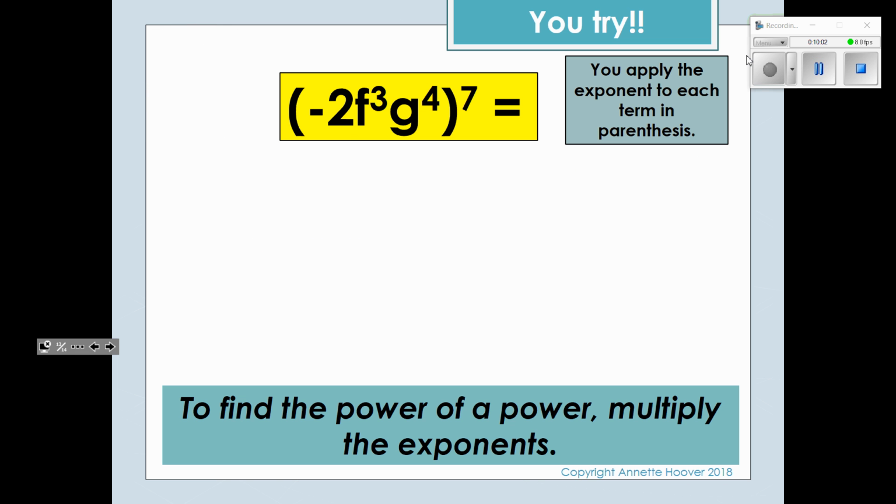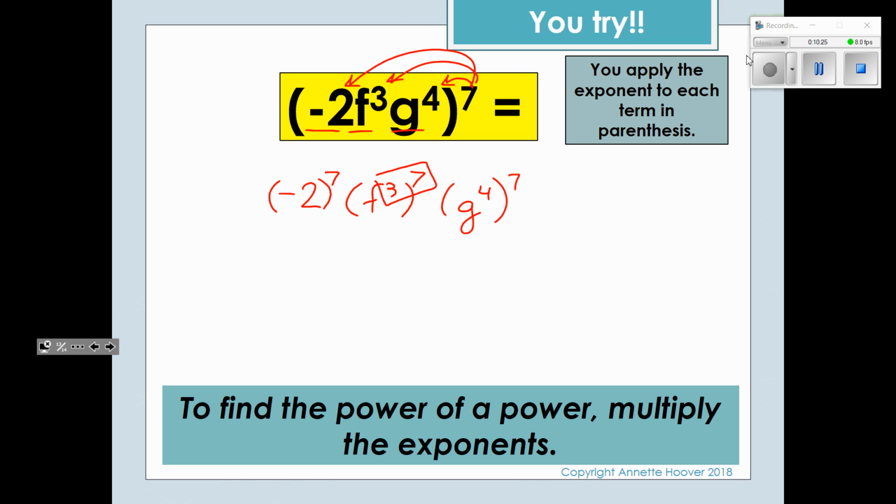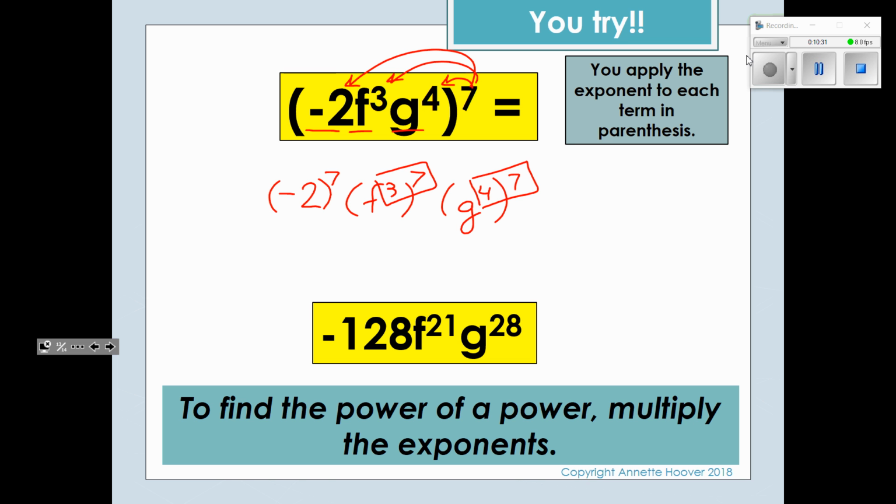Here we have 3 bases. So we have negative 2 to the 7th power. We have f cubed raised to the 7th power. And we have g to the 4th raised to the 7th power. The exponent has to be applied to each base. That's going to give us negative 2 to the 7th power. Here we're going to have f to the 21st power when we multiply. And here we're going to have g to the 28th power when we multiply. And negative 2 to the 7th power, when we type that into our calculator, you would have a negative 128. And there's our f to the 21st and g to the 28th.